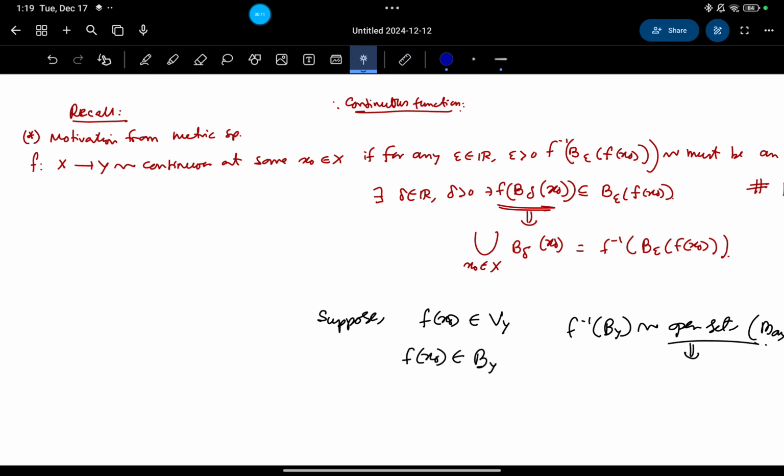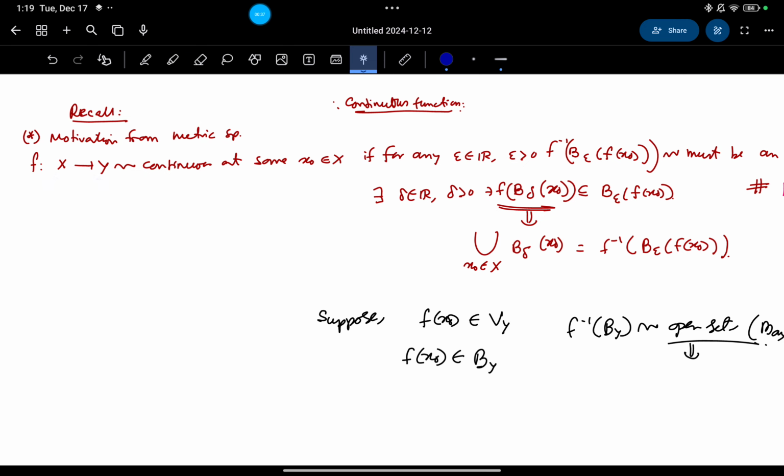So remember that in the previous session we started our discussion of continuous function by giving some motivation for how it is coming from general metric spaces. So let's revisit. We started with some motivation: suppose we have a mapping f from a metric space X to Y. For example, let us consider d1 as the associated metric on X and d2 as the associated metric on Y.